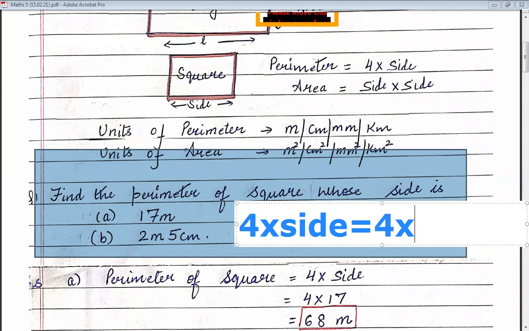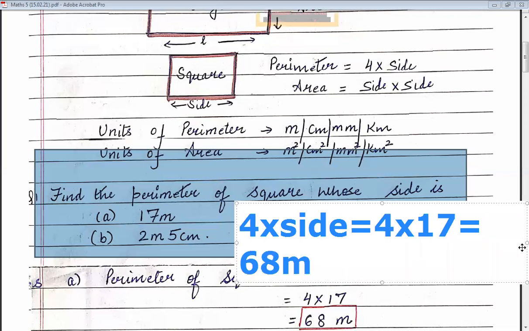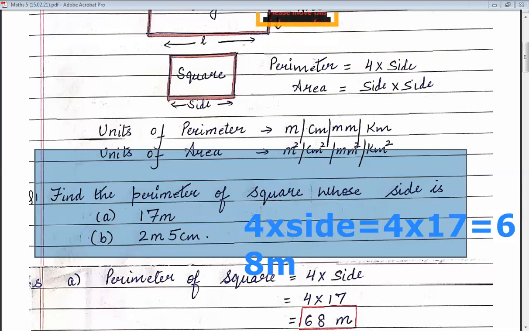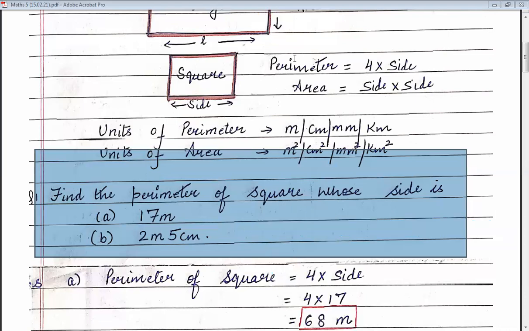Here the side is given as 17. So 4 multiplied by 17 is equal to 68. Still, our question is not over because we have not written the unit. Now your answer is complete: the perimeter of the square is 68 meters. Is it clear, students? It's very easy. Now let's move on to the second part of the question.